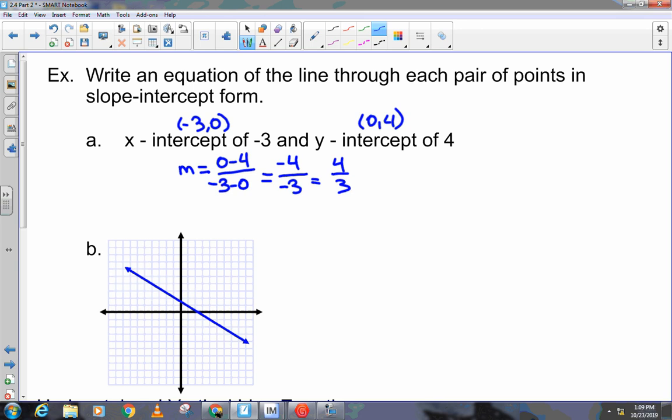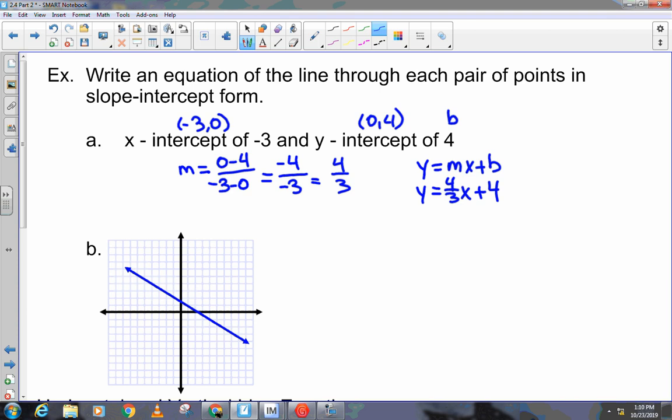Now, like I said, sometimes they give you a special scenario. They give us the y-intercept. In the slope-intercept form, y equals mx plus b, which one is the y-intercept? It's the b, right? So this right here is my b, isn't it? And we found our slope, so we can just plug it all in. So my slope is 4/3 x plus my b is 4.